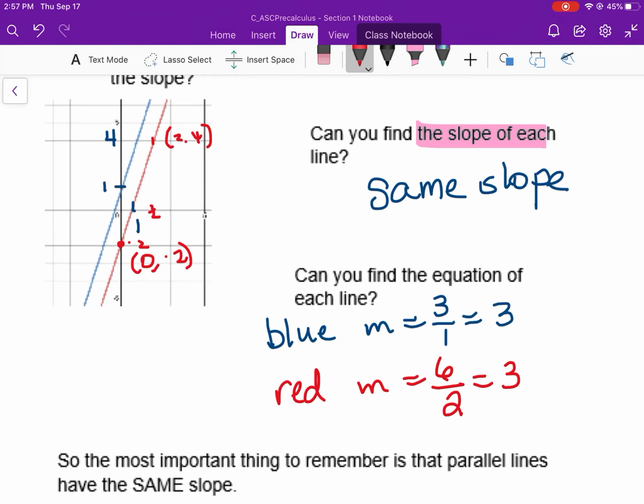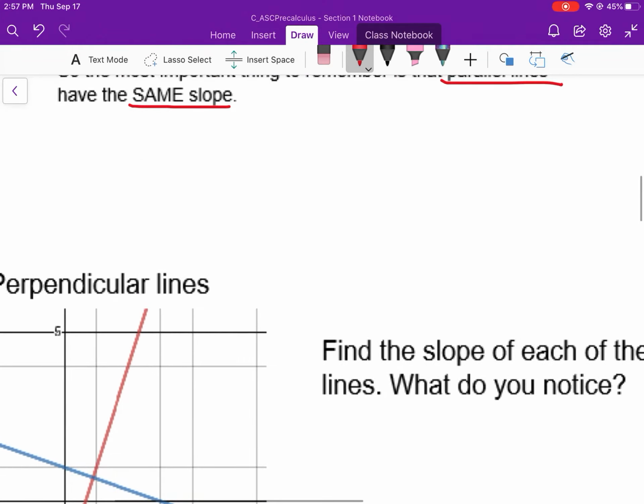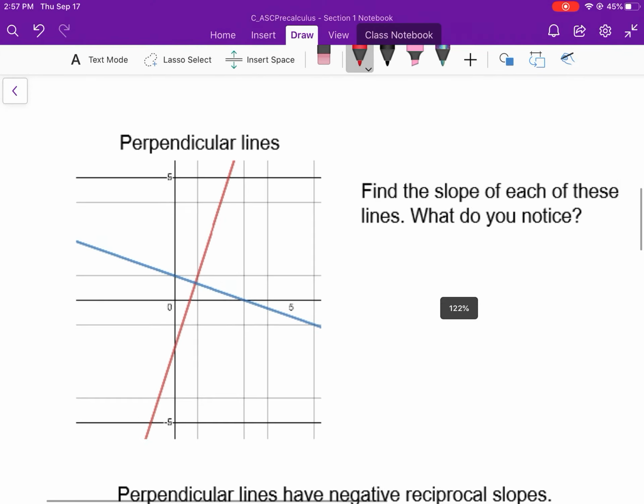Notice it has the same slope. So the important thing to remember with parallel lines is they have the same slope. Okay, which is not new. You knew that already. Or it was obvious, I didn't have to tell you, but sometimes it's nice to be told.